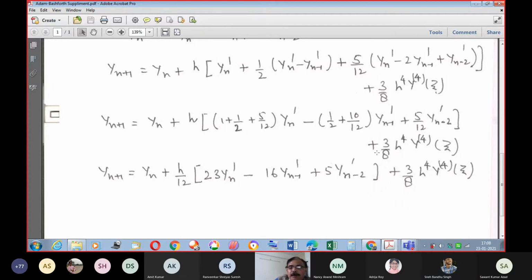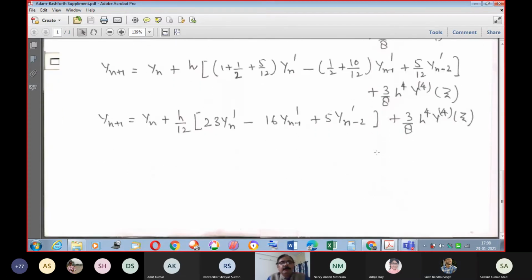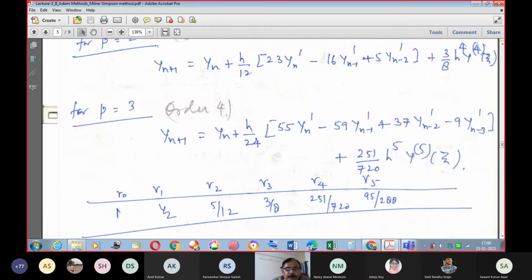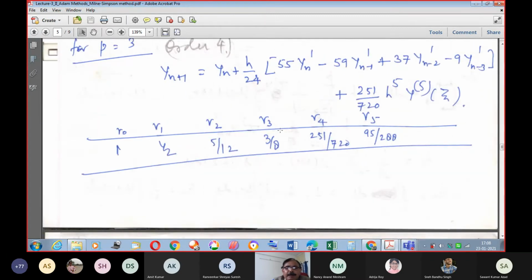So this way you have several such methods of that Adams-Bashforth method, and then I'm coming back to this. So order 4 is there, and then some gamma values are listed here. Anyway, you can calculate that yourself, and you can verify that gamma naught you have already seen 1/2, and then gamma 2 will be 5/12, gamma 3 will be 3/8, gamma 4 will be 251 by 720, gamma 5 will be 95 by 288. The error part I will tell you later on. Remaining things are available here.